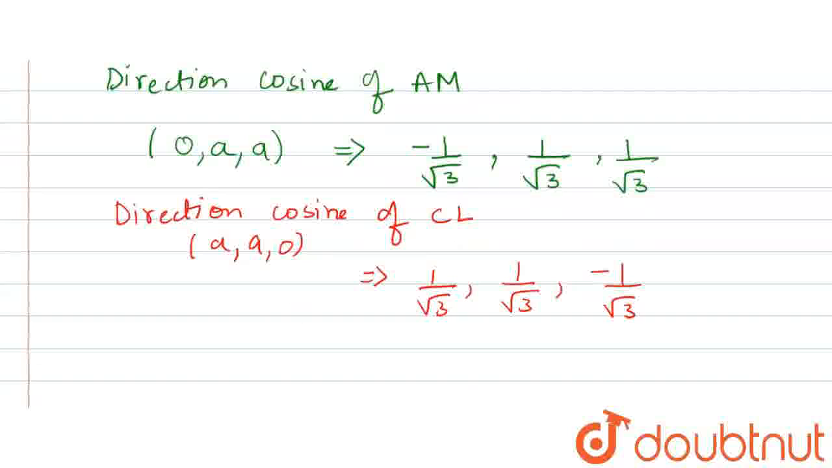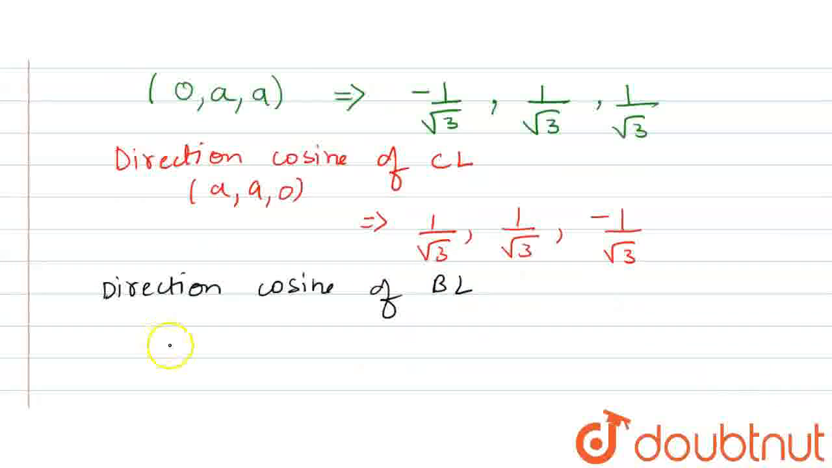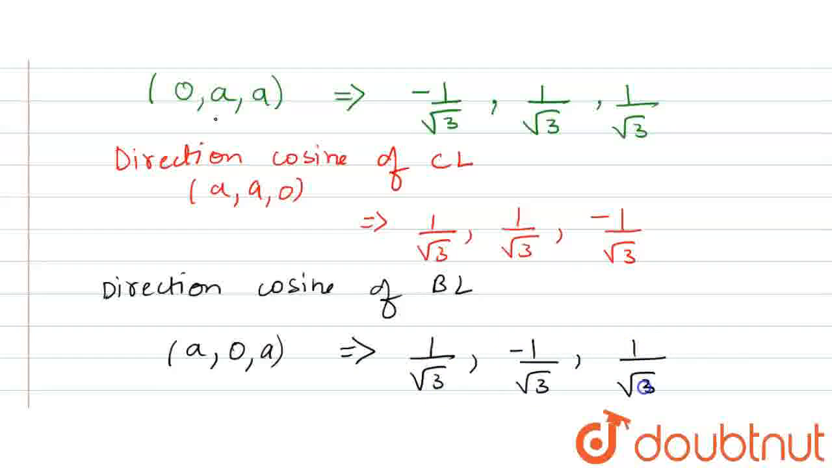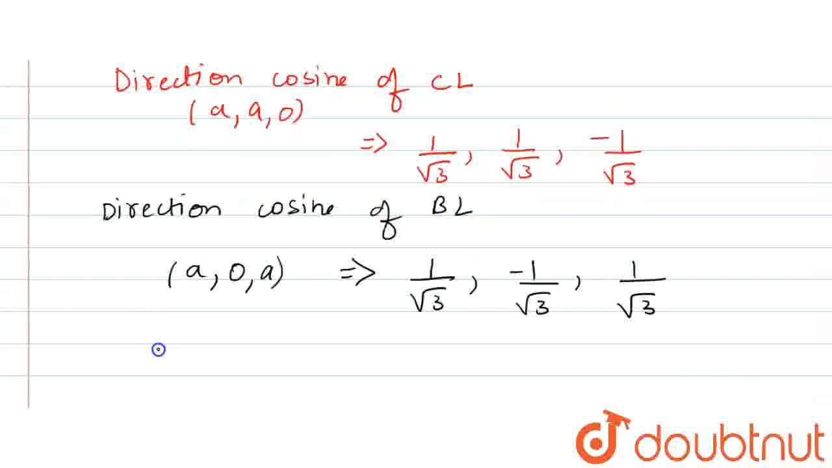And for the diagonal BN, the direction cosines are, as the points on BN are A, 0, A, 1 by root 3, comma minus 1 by root 3 and 1 by root 3. Now let L, M, N be the direction cosines of a line which is inclined at angles alpha, beta, gamma and delta.